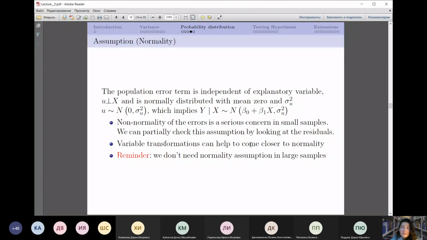We did this during the previous seminar. We used log transformation, and this helps us to change the distribution, log normal distribution, and our variable looks more like a normally distributed variable after this transformation. And also a small reminder that in really large samples, the assumption about normality is weak.